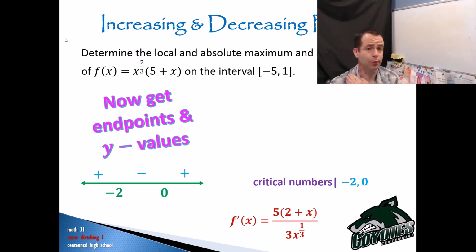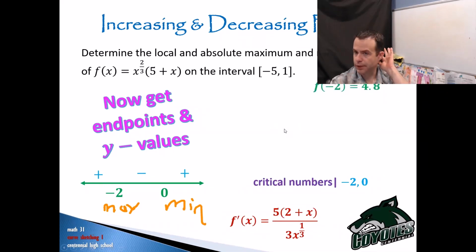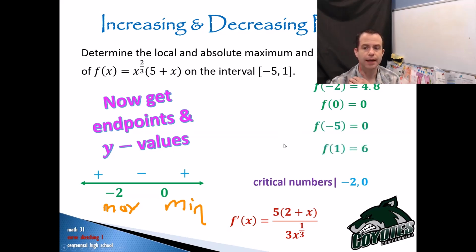Before I do that, just to keep this conversation going, if I'm going from increasing to decreasing, that's going to be a maximum there, and if I go from decreasing to increasing, that'll be a minimum there. All right, f of -2 is 4.8, and f of 0 is 0. I'm just finding the y values for those critical numbers. Now I find the y values for -5 and 1. F of -5 is 0, and f of 1 is 6.